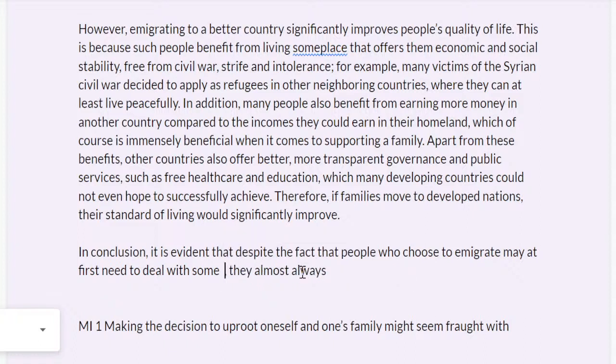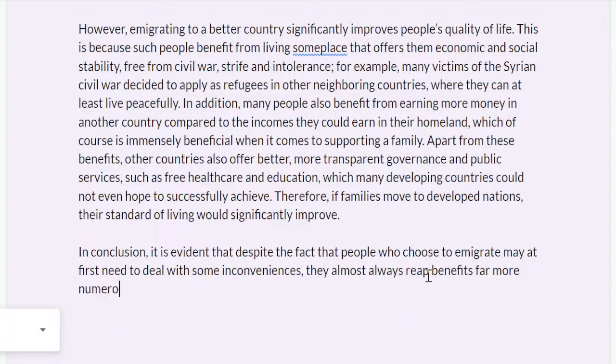Let me just delete that. I swear. Okay, I'm gonna type carefully. There shouldn't be a problem now. Okay, looks good. They almost always reap benefits far more numerous than what they could have back in their homelands. There we go. And then I can give some kind of warning or advice.